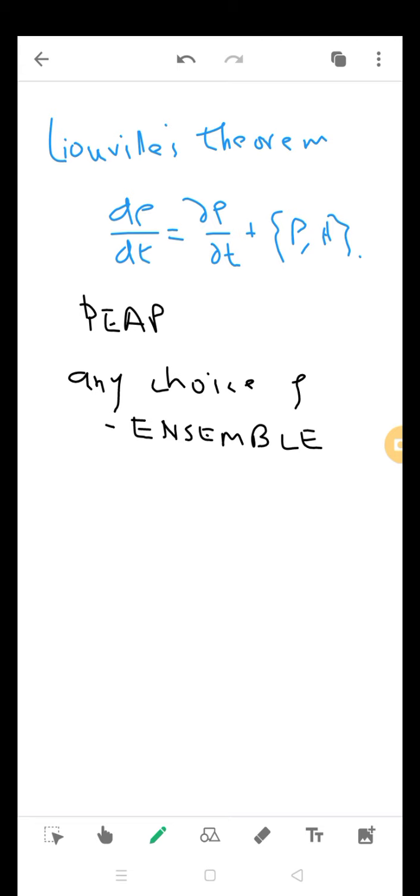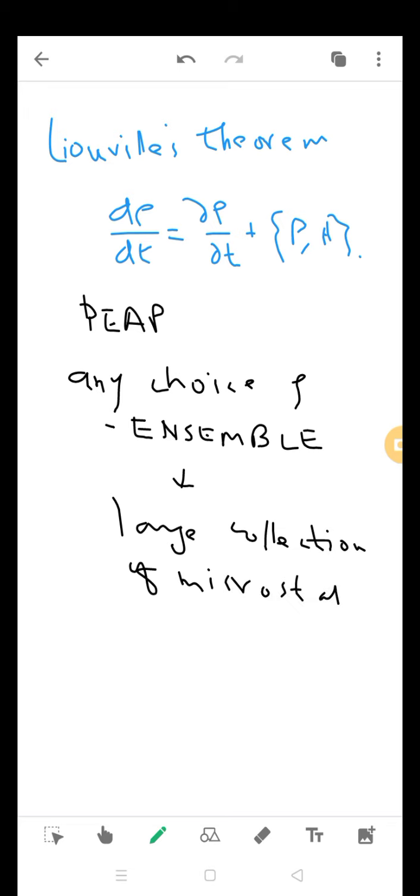A large collection of independent systems, all having the same values of their parameters E, V, N. Now this ensemble, as I have told you, is a large collection of microstates, which are characterized by E, V, N mainly, and so on. And this is the first thing.